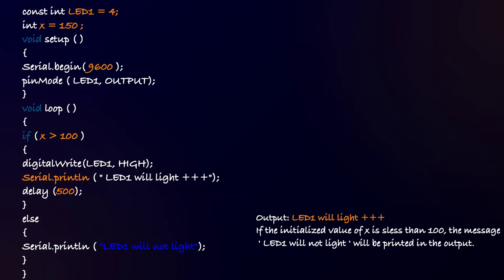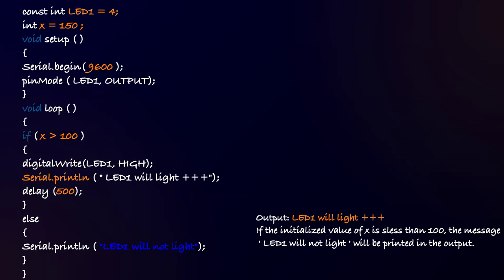Next. Again, constant int LED1 equal to 4, declared. x equal to 150, already declared. Inside void setup, the baud rate is given. pinMode LED1 is OUTPUT. I have declared LED1 to be output, and LED1's pin value is also given over here, that is 4, pin number 4.